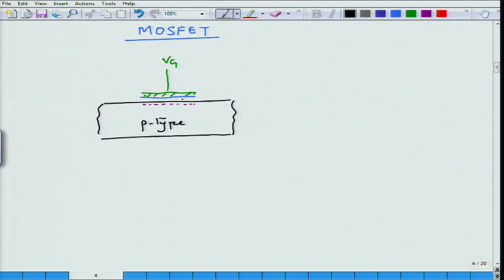So, this particular oxide is grown and then metal is contacted. Now, I need to make use of this channel. So, I need to make contacts to that channel. So, I am going to make these two portions of my semiconductor N plus. In order to make these two portions, I must have had some amount of oxide here. This is for the mask portion, and this is also the oxide.